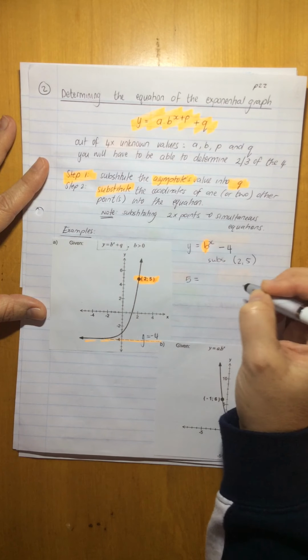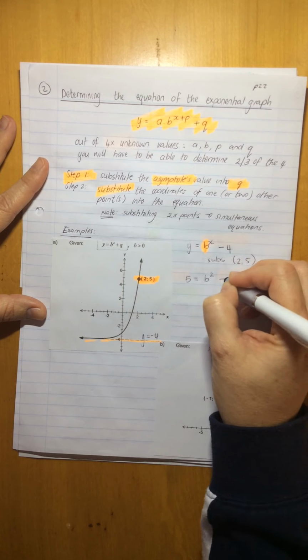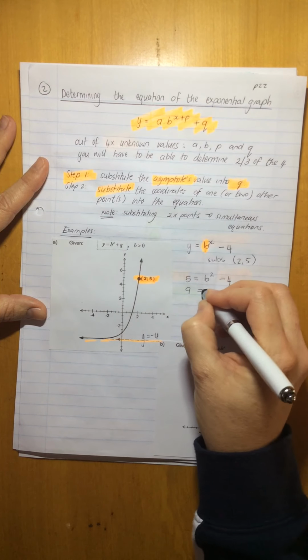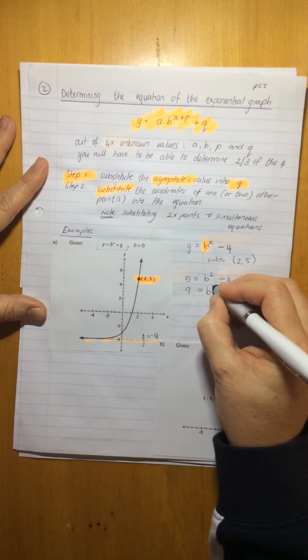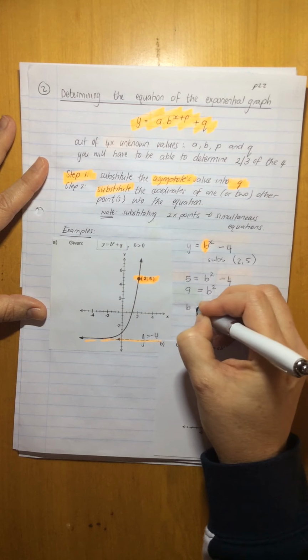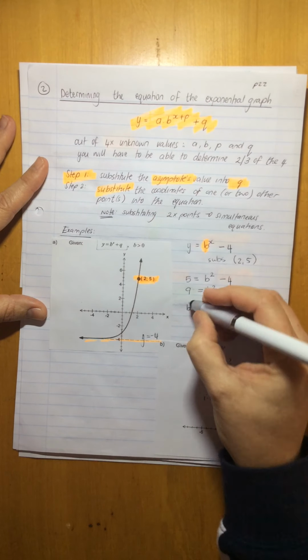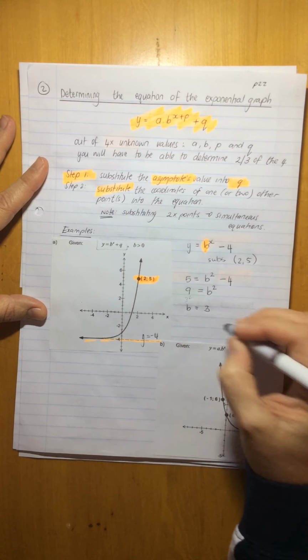So 5 is equal to b to the power of 2 minus 4. Minus 4 becomes plus 4 on the other side. So 5 plus 4 is 9. And I can write that b is 3 because 9 is 3 squared.